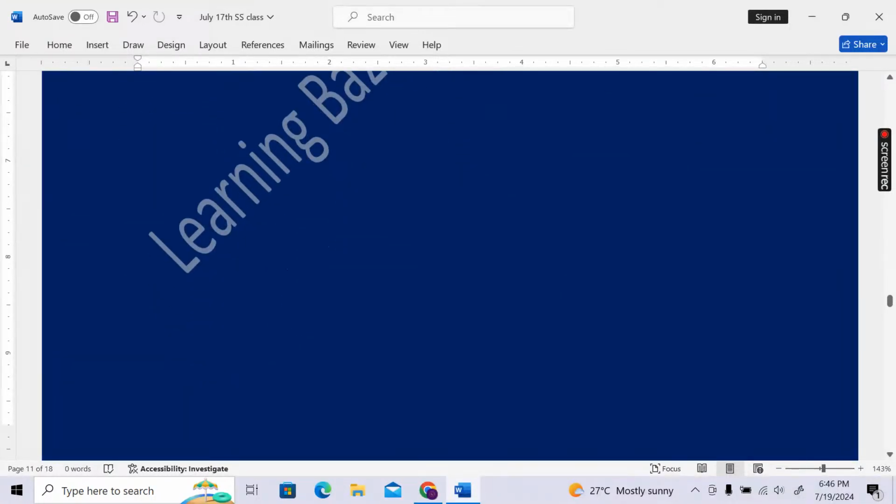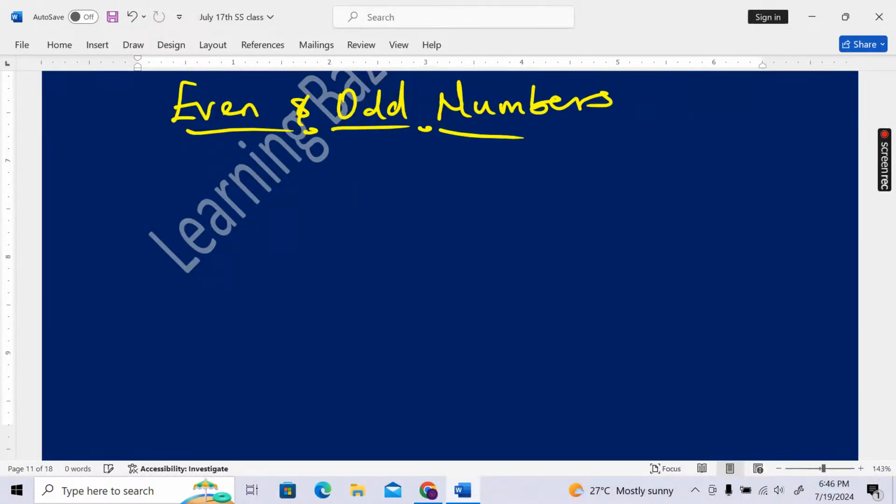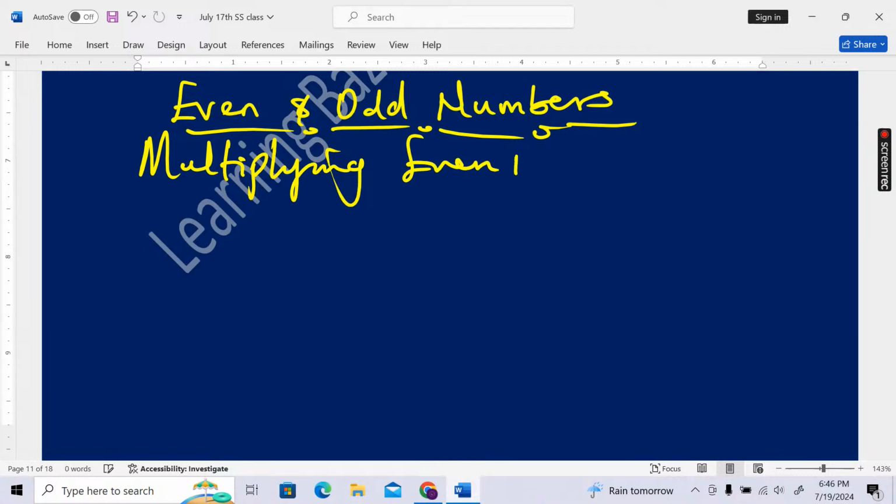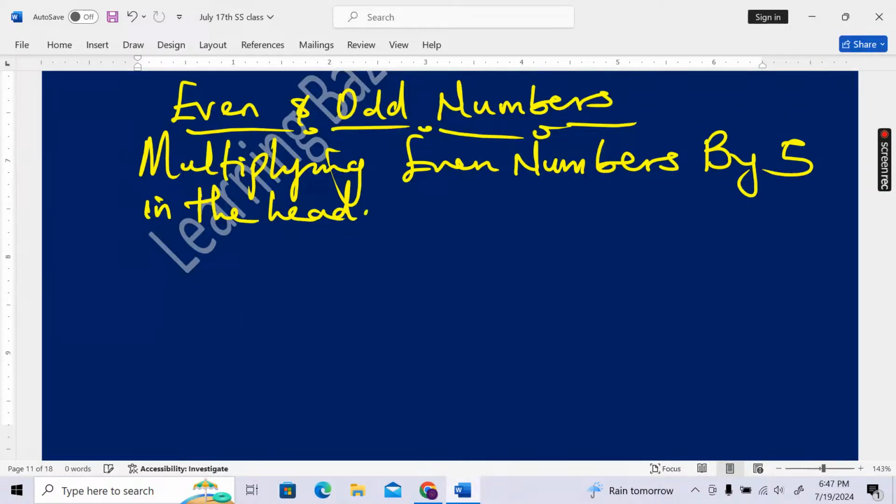Now let's move on to multiplying numbers by 5. There are two different things we need to know. When multiplying numbers by 5, you need to consider the even and odd numbers. The first one we're going to deal with is multiplying even numbers by 5 in our head.